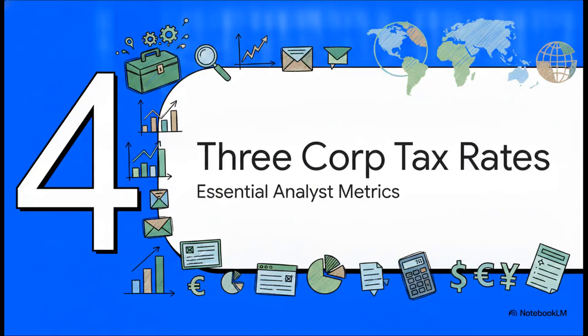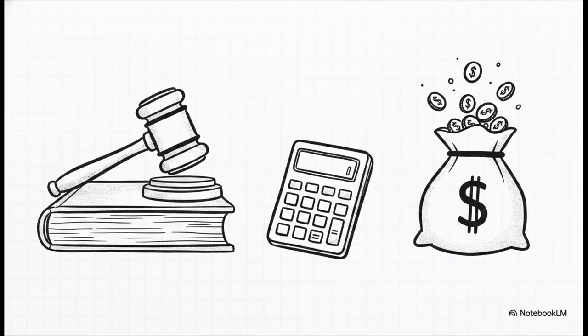Okay, Section 4. 3 corporate tax rates. Let's assemble our toolkit for evaluating a company's true tax burden. When you're analyzing a company, there are 3 distinct tax rates you absolutely need to track. Mixing them up will completely ruin a financial model. First is the statutory tax rate. That's simply the legal corporate income tax rate in the country where the company is domiciled.